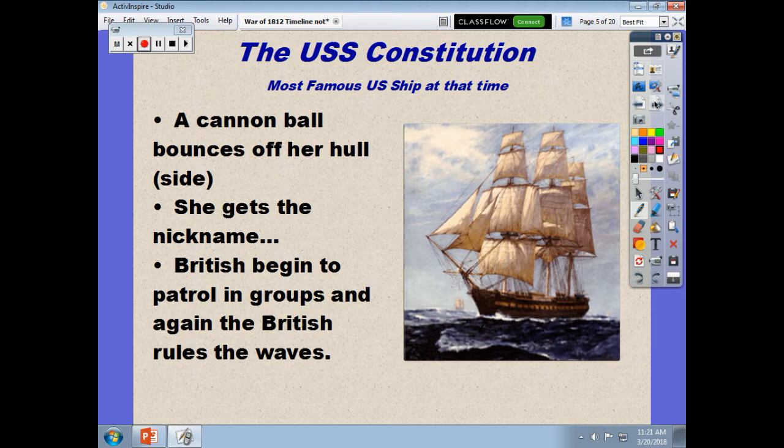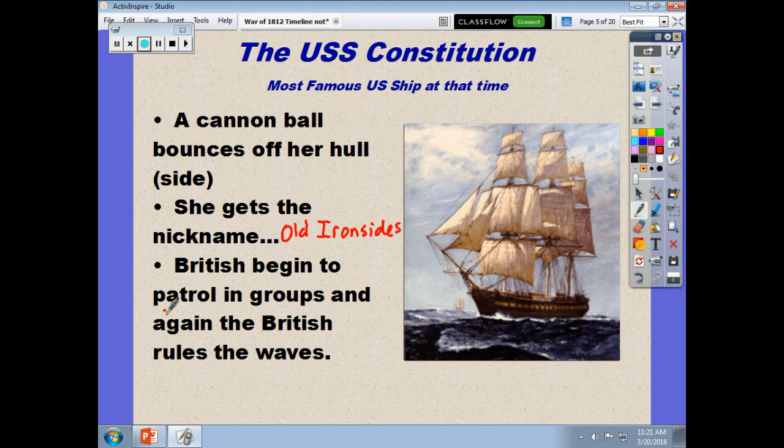One of the more important ships that became famous during the Barbary Coast Wars and becomes famous all over again during the War of 1812 is the USS Constitution. It becomes famous because a cannonball bounces off her hull, that's the side of the ship. And so she gets a nickname, Old Ironsides. Now, the ship is not made of iron, and it doesn't have metal sides in the sense that we think of armor. It does have brass plating along the bottom of the ship where the barnacles would normally attach, and that was meant to protect the ship. But the ship really makes a name for itself, and as a result of this ship and the success of the Americans, the British begin to patrol in groups.